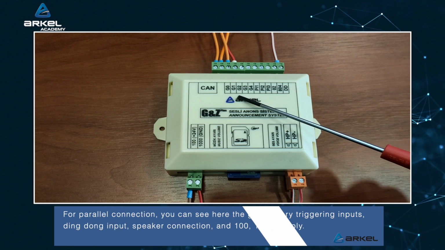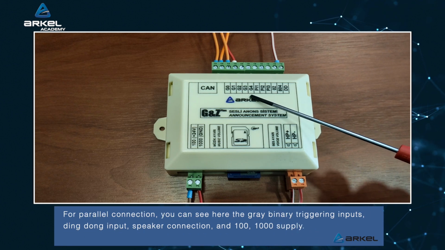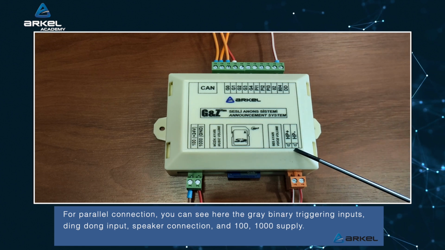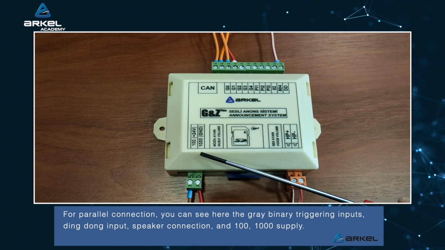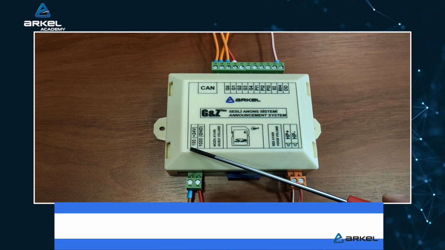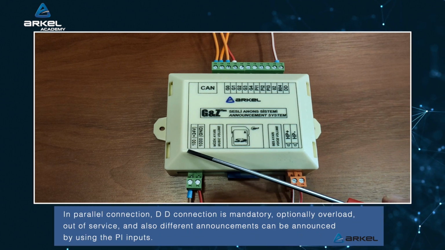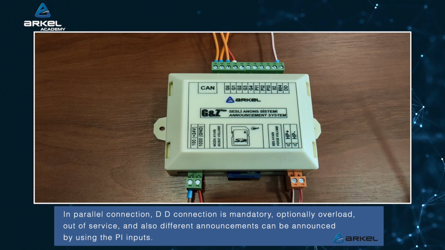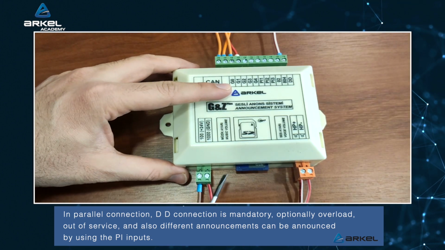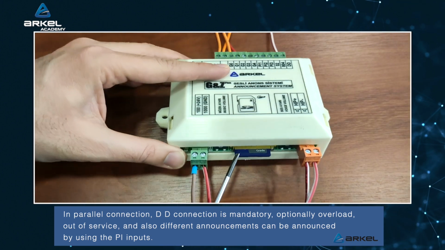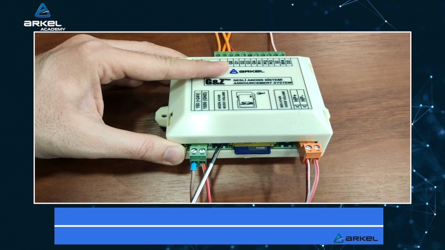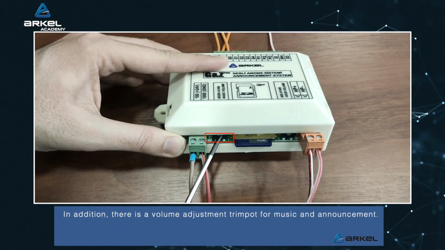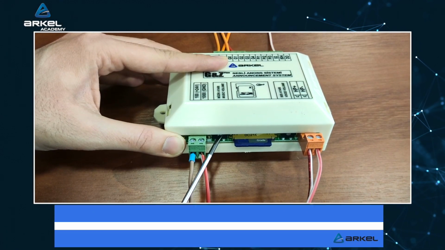For parallel connection, you can see here the grey binary triggering inputs, ding-dong input, speaker connection, and 100/1000 supply. In parallel connection, DD connection is mandatory. Optionally, overload, out of service, and also different announcements can be announced by using the PI inputs. In addition, there is a volume adjustment trim pot for music and announcement.